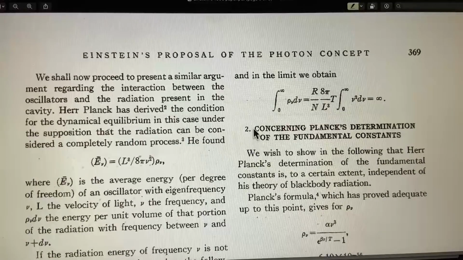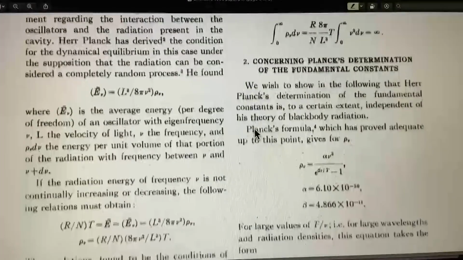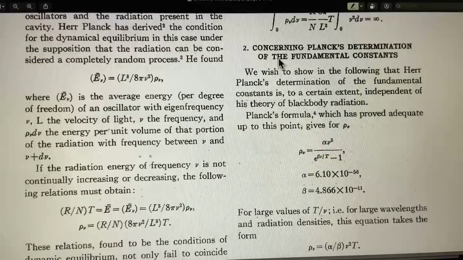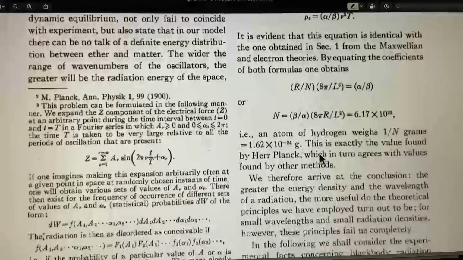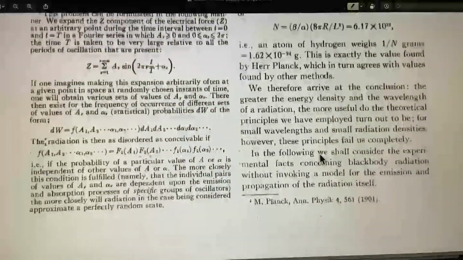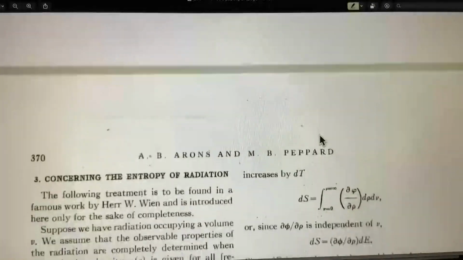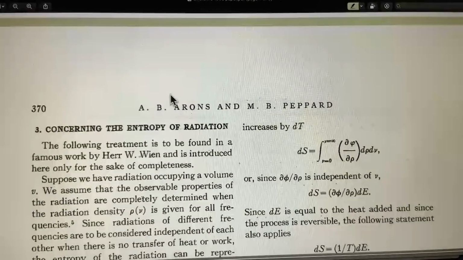Second section is here, concerning Planck's determination of fundamental constant. So he uses this Planck's radiation formula, and then shows that okay, it matches well with the experiments, but in certain regions it may not, and so on. So he talks of that radiation formula.